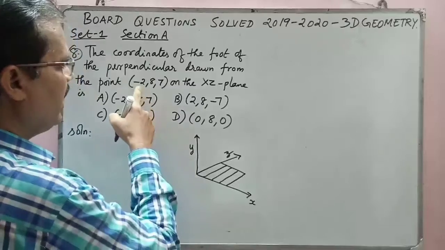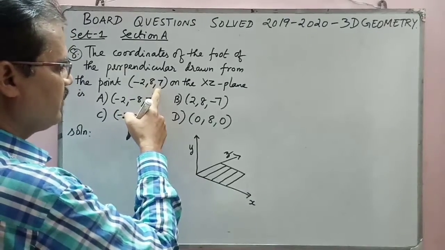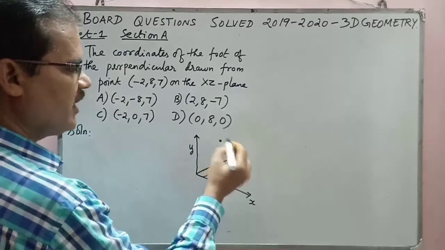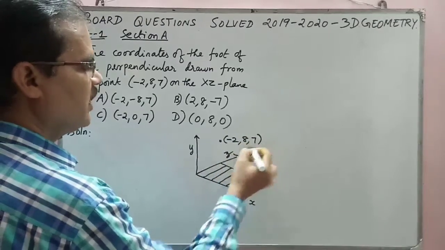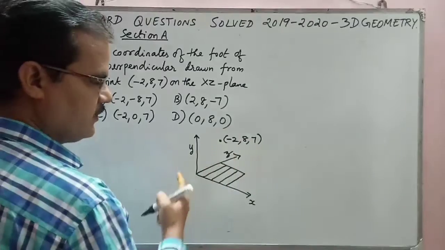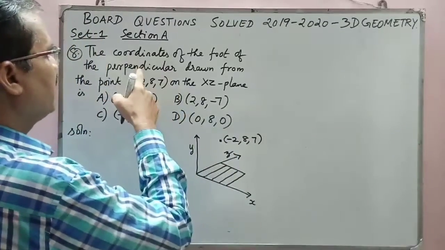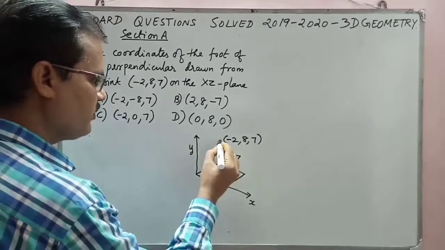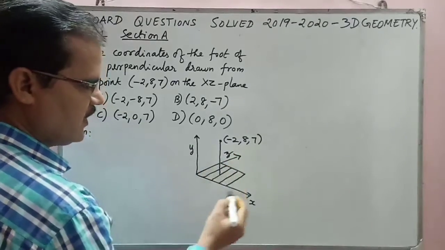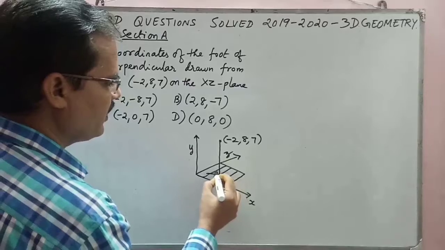Now we have a point (-2, 8, 7) in space. Somewhere in space, you have this 3-dimensional point (-2, 8, 7). In this point, you have x, y, z. Now we are going to draw a perpendicular from this point. So let me drop a perpendicular from this point to the xz plane. I have dropped a perpendicular here.